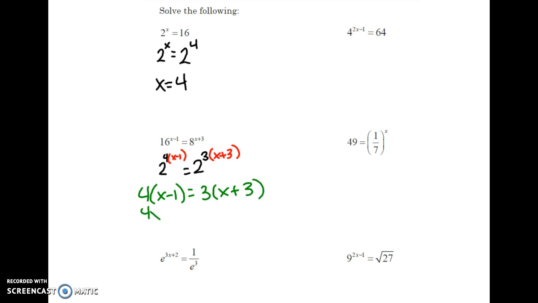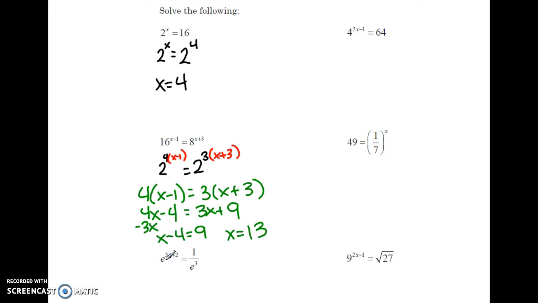Alright, distribute: 4x minus 4 equals 3x plus 9. Combine my like terms, so I'm going to subtract 3x. That gives me x minus 4 equals 9. Add the 4 over, I get x equals 13. Alright, so there's my answer. Now, make sure you can always go back and plug them in and check and make sure they work out.